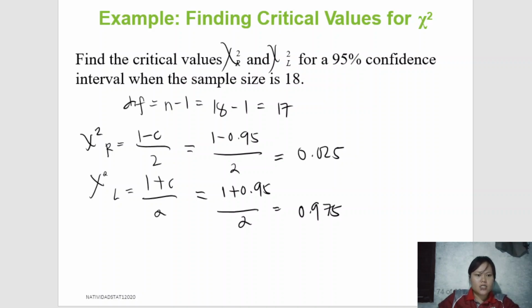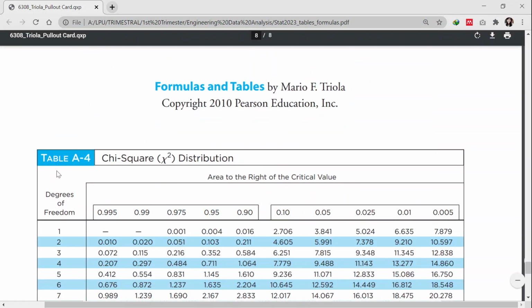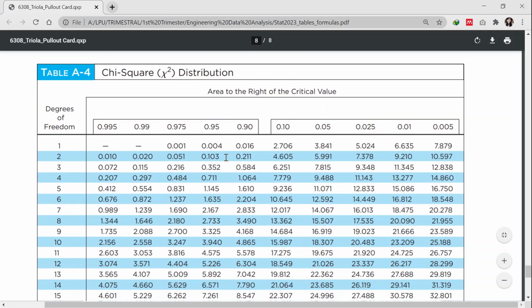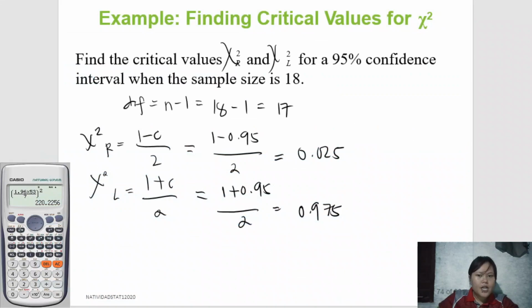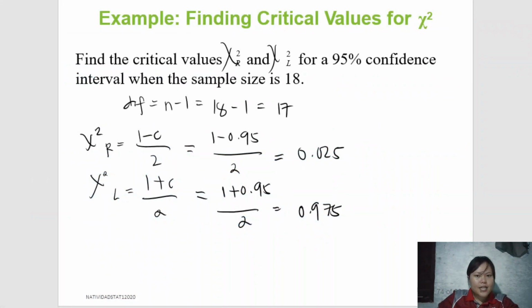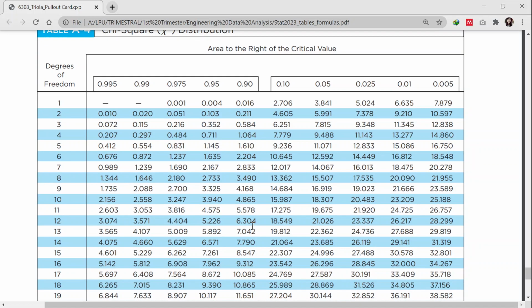Okay, so next, let's try to find the critical values using the table. Okay, so we have here the table. Let's just go to the table of chi-squared. Okay, so what we'll do is just to get the values. Okay, balik tayo dun sa na-solve natin. We're looking for 0.975, 17, at saka 0.025, 17. Okay, so para mas sure, okay, puntahan na natin si 17.